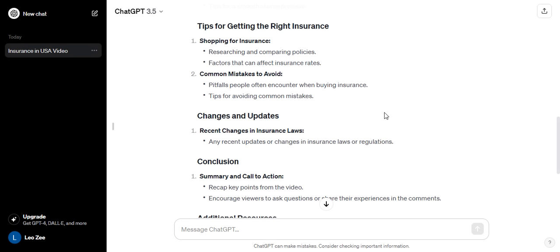Changes and updates. Recent changes in insurance laws. Any recent updates or changes in insurance laws or regulations.